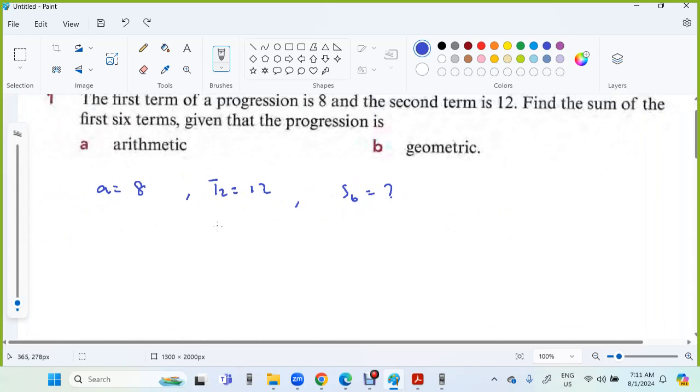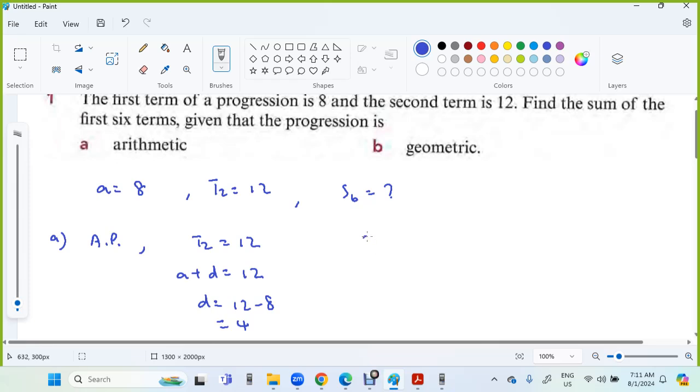Given that it is an AP, the T2 is 12, so we have A plus D is 12. So D is 12 minus A, that is 4. D is T2 minus T1.